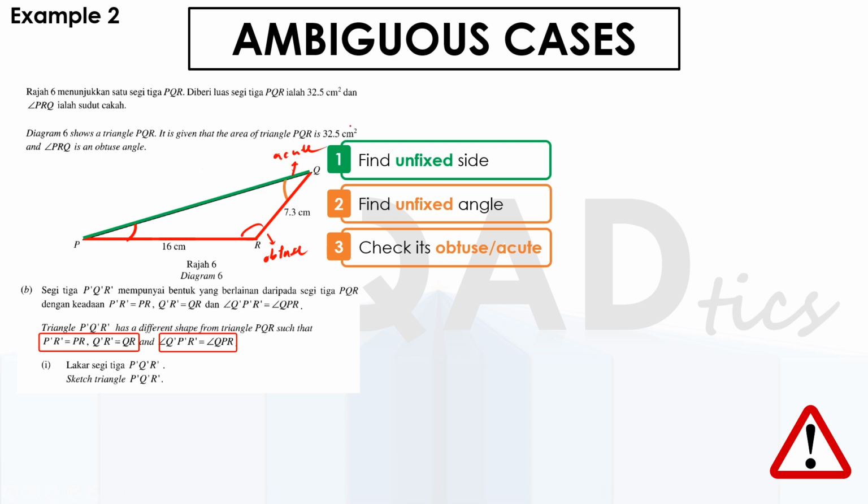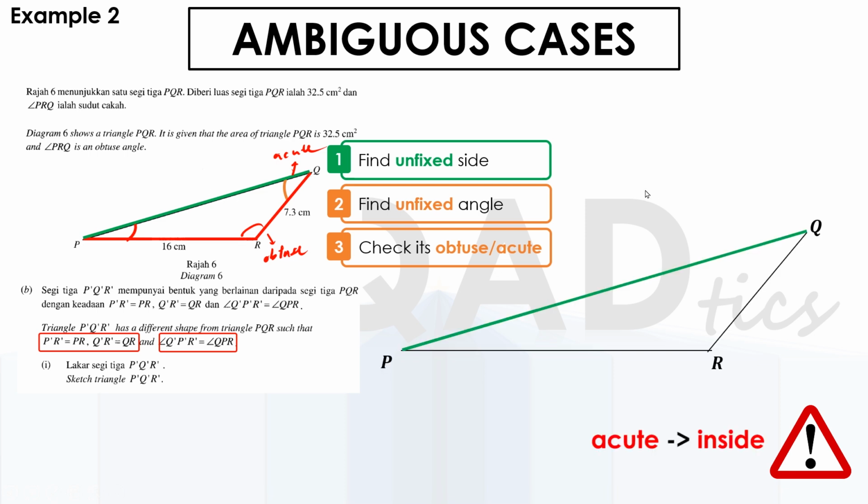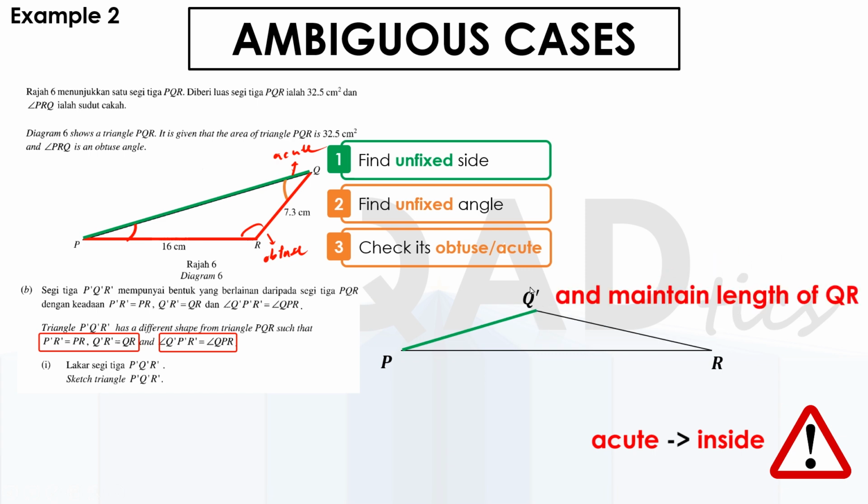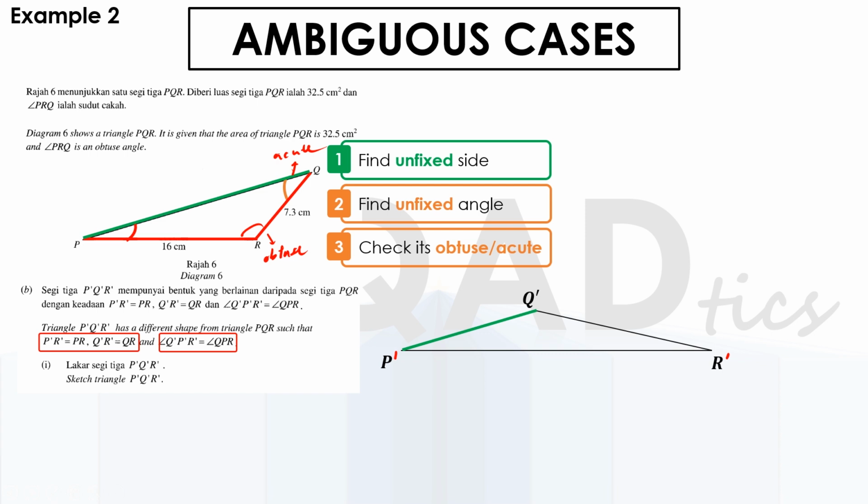So what we need to do now is to move the line to the inside. Here we move Q to the inside, and make sure it becomes Q prime. Same goes to here, P prime and R prime. So this would be our new triangle. So this is everything you need to know on ambiguous cases.